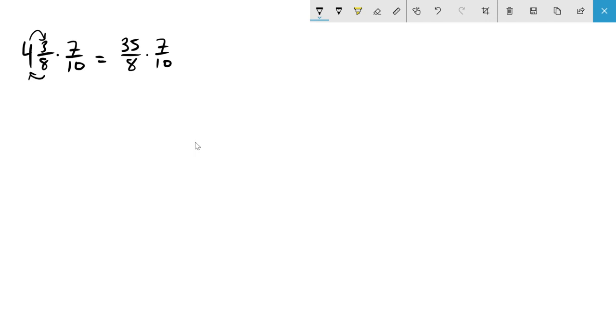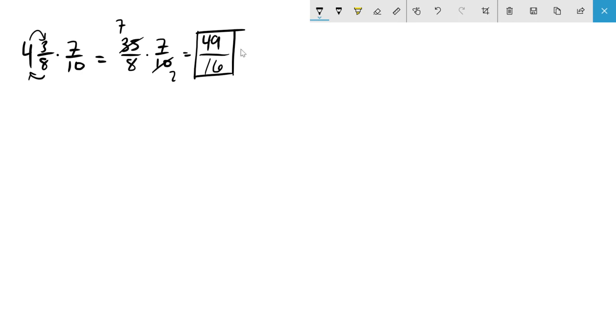It's just straight across. And so then these do share a 5 in common, because 35 divided by 5 is 7, and 10 divided by 5 is 2. So on top, you just have 7 times 7, that's 49, and on the bottom you have 8 times 2 is 16. Yeah? So that would be a perfectly reasonable answer.